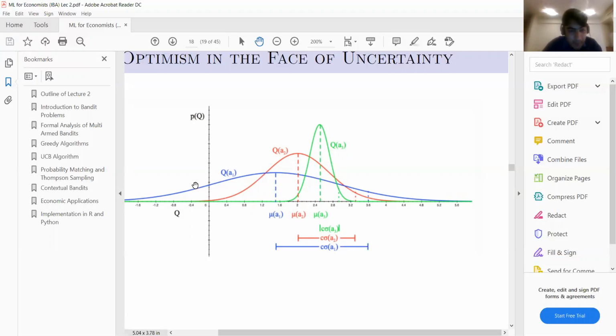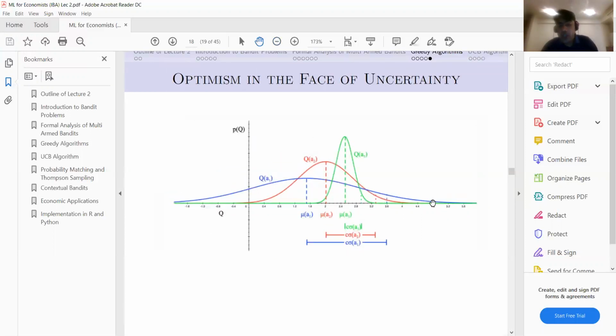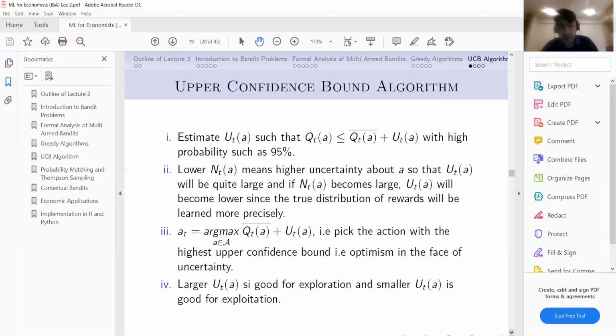It may be that the expected value is just 0 with a very low variance. So, of course, then you will stop. This will stop being the distribution of the highest possible upper confidence bound. But as long as you are uncertain, you should keep on being optimistic in the face of uncertainty. And that is what the upper confidence bound algorithm does.